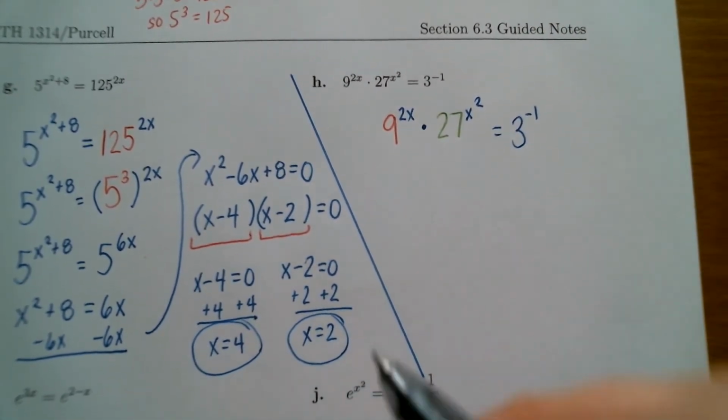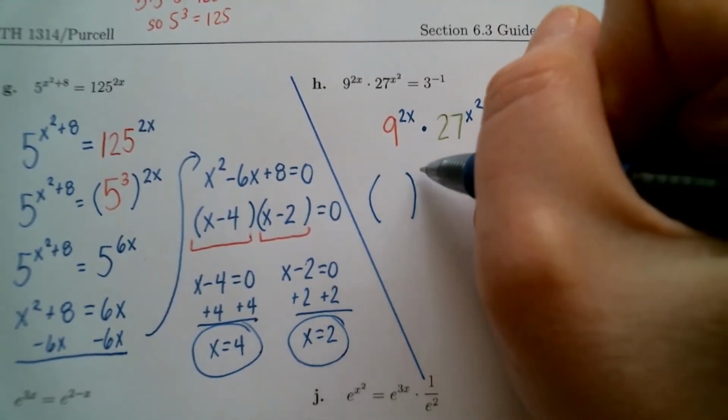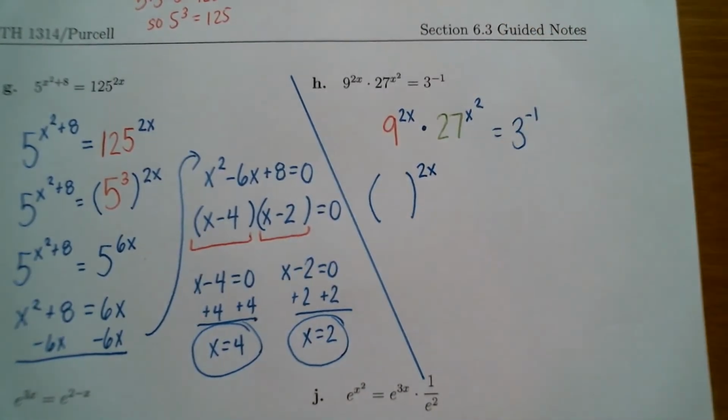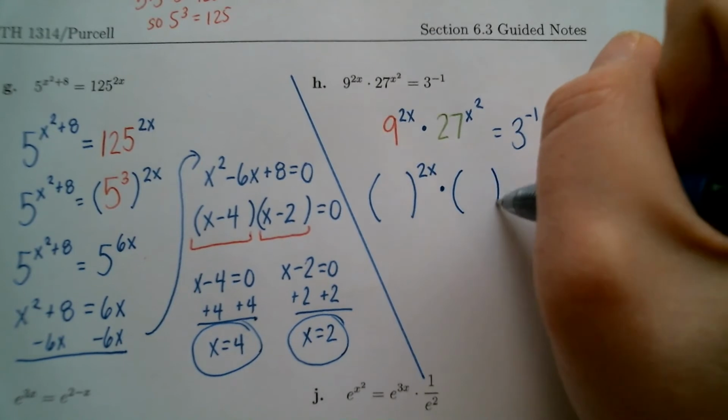Okay, so we're going to go ahead and rewrite here. Okay, so 9 is going to go in parentheses once we rewrite it. That 9 is going to still be raised to the 2x power. And then we're still multiplying here. 27 is going to go in parentheses.